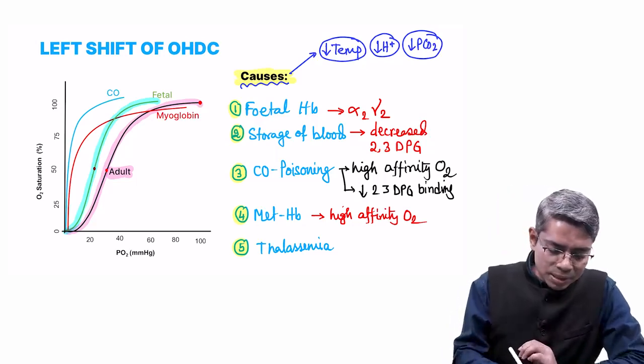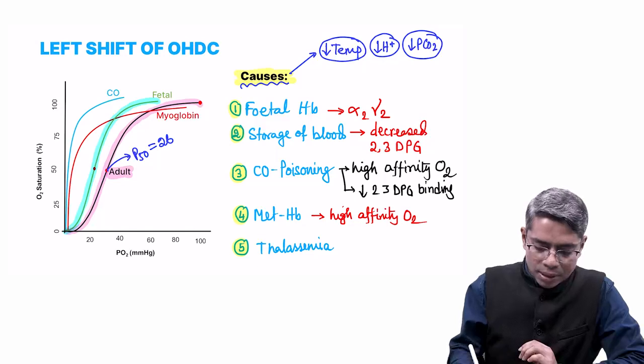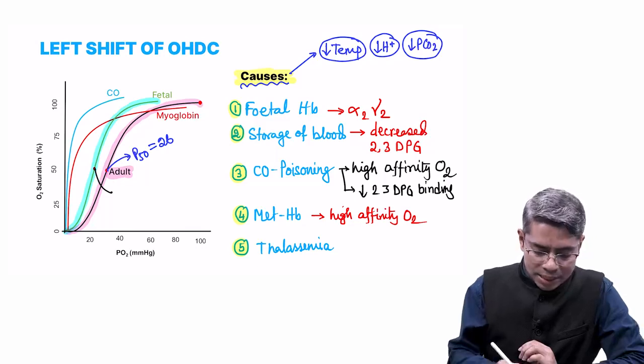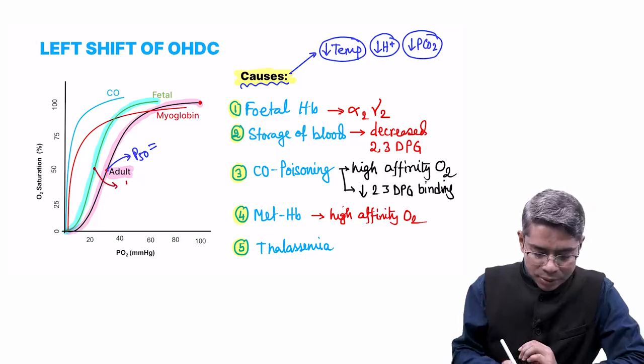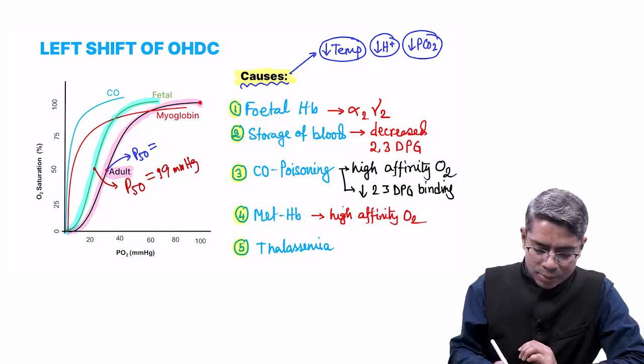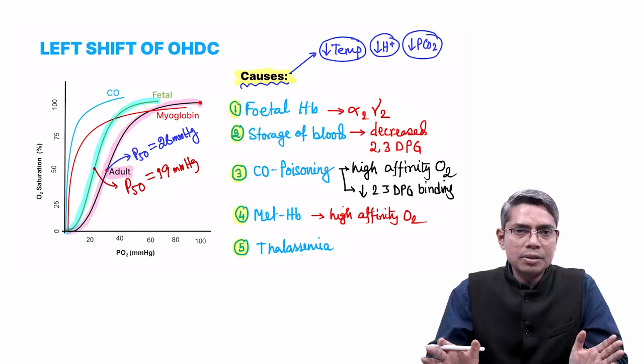If the curve is shifting to the left, we normally know that for adult hemoglobin, look at the P50 value, that is 26 millimeter of mercury. But for the fetal hemoglobin, I'm writing here, the P50 value will be lesser. P50 value is 19 millimeter of mercury. So for adult hemoglobin this is 26 millimeter of mercury, and for fetal hemoglobin that is 19 millimeter of mercury, and the shape of the curve is not altered.